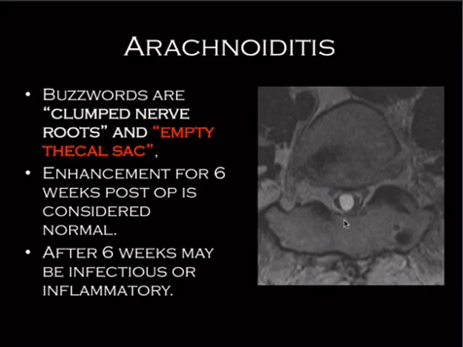So the way to show this is this empty thecal sac. It's a very classic Aunt Minnie look for arachnoiditis. I think the clumping is harder to show on a single image. If I was going to show it, this is how I would show it. And in somebody who's had surgery, you can see this is abnormal.